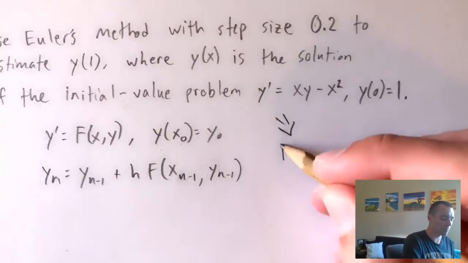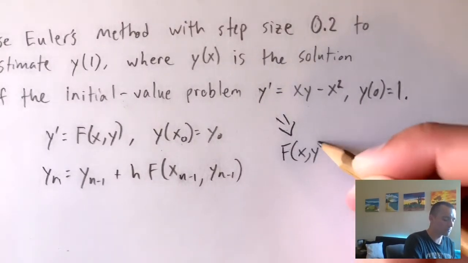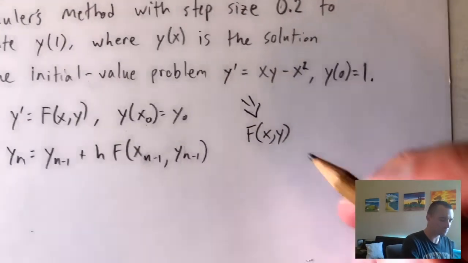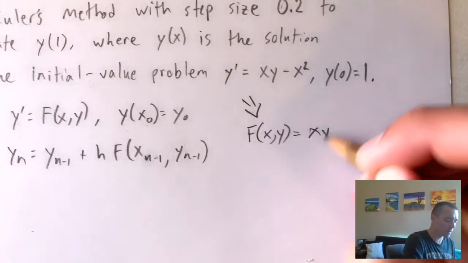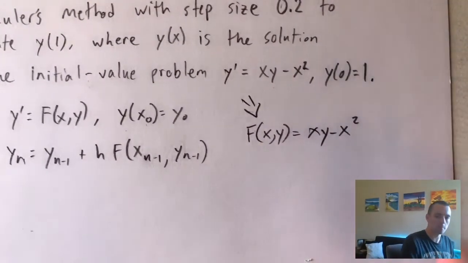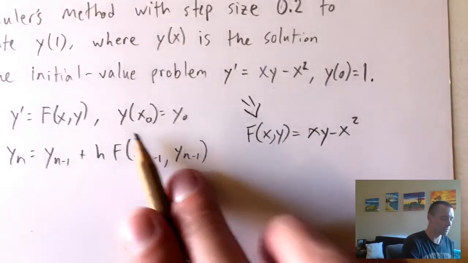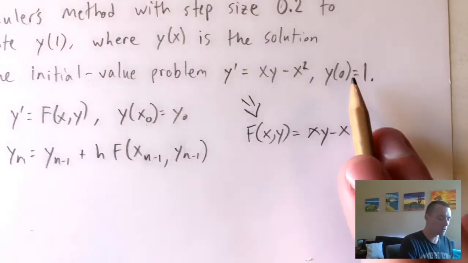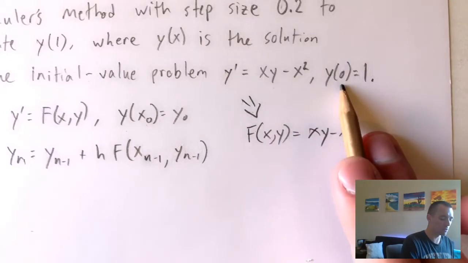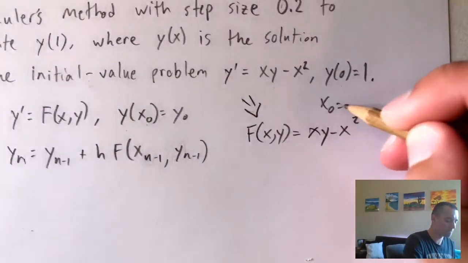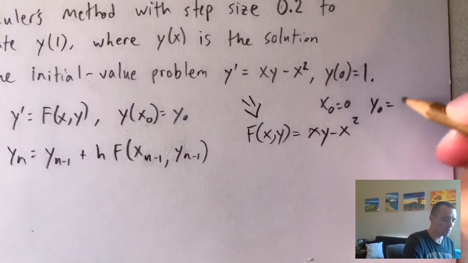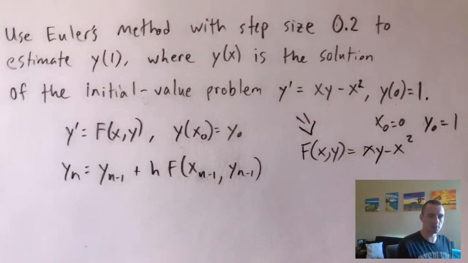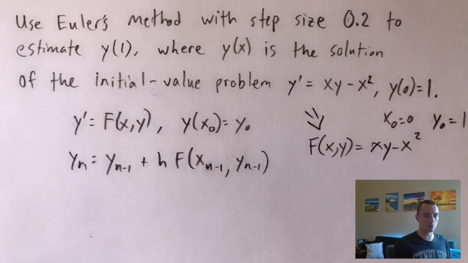So that tells us right there that big F of x, y is going to be xy minus x squared. And then we obviously see here y of 0 equals 1. So our x0 is going to be 0, and our y0 is going to be 1. So we have the information sorted out that we need in order to apply this formula.